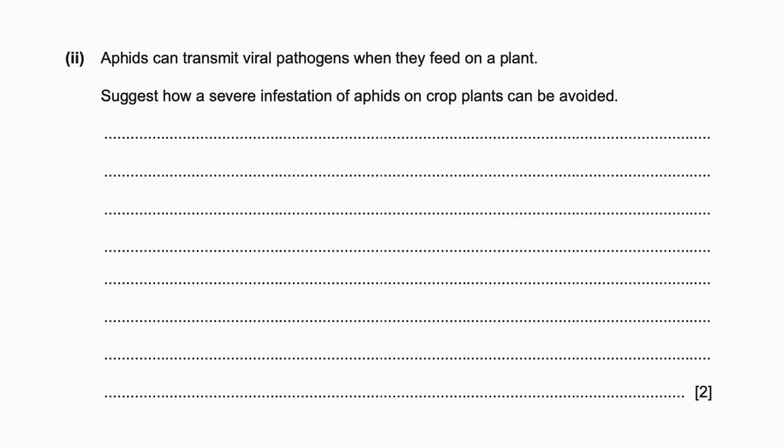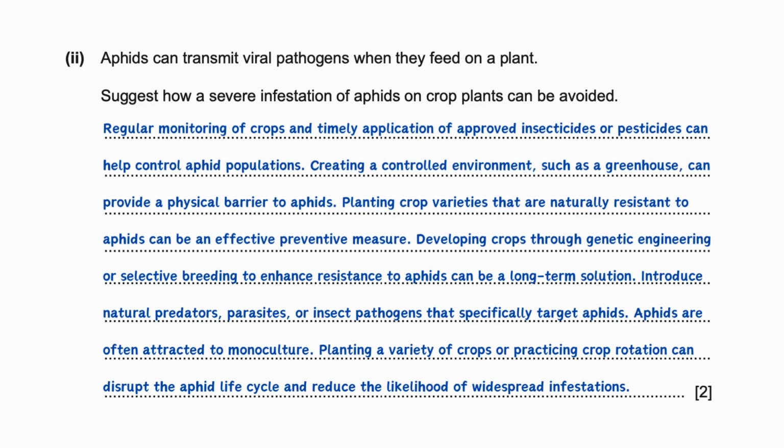Aphids can transmit viral pathogens when they feed on a plant. Suggest how a severe infestation of aphids on crop plants can be avoided. Regular monitoring of crops and timely application of approved insecticides or pesticides can help control aphid populations. Creating a controlled environment, such as a greenhouse, can provide a physical barrier to aphids. Planting crop varieties that are naturally resistant to aphids can be an effective preventive measure. Developing crops through genetic engineering or selective breeding to enhance resistance to aphids can be a long-term solution.